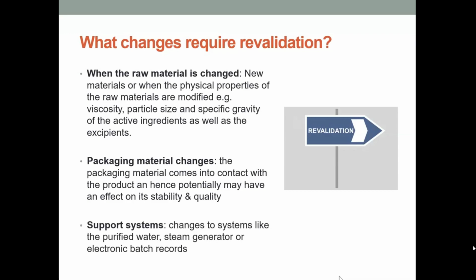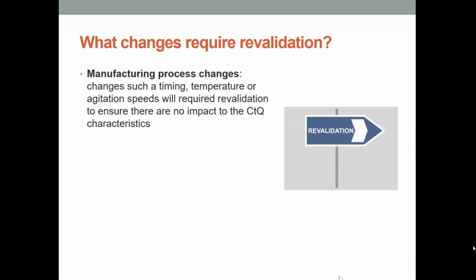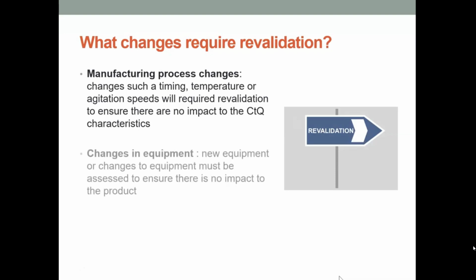Support systems. So if you've got changes to systems like your purified water or your steam generation or even like electronic batch records, all of those would be critical support systems and would require revalidation. Manufacturing process changes. So if you've changes to things like timing, temperature, agitation speeds, that will require revalidation to make sure no impact on the critical to quality characteristics.